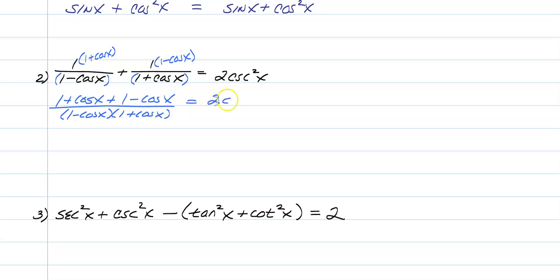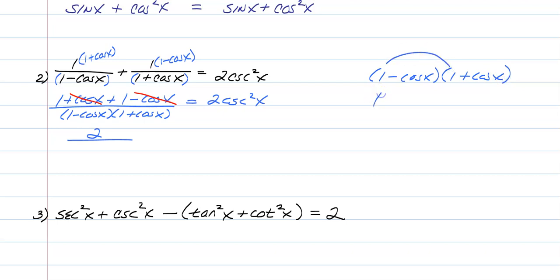And of course, equal to 2 cosecant squared X. On the top, you can see that we have a positive cosine X and a negative cosine X. So if we cancel those two, that's where we're going to get our 2 over. But the bottom, we can FOIL that. Old school foiling. So 1 minus cosine X times 1 plus cosine X.